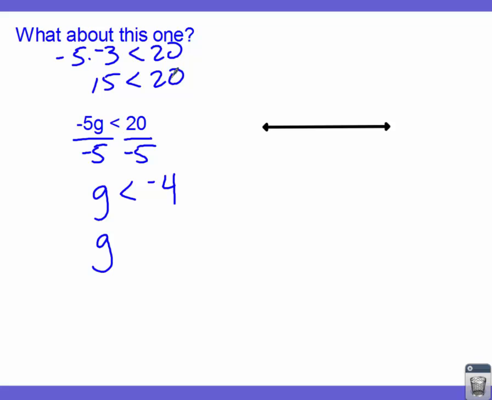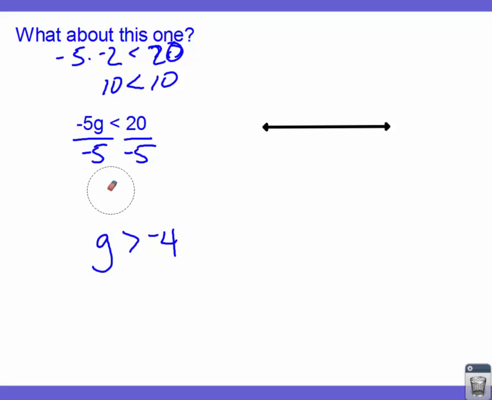What if I tried another one? What if I tried negative 2? Well, negative 2 gives us a 10, which is also less than 20. So values that are less than negative 4 don't work, but values that are greater than negative 4 do. Okay, so what we need to remember about integers, what we need to learn, is that in an inequality, if I multiply through or divide by a negative number, my inequality flips whenever I'm doing the answer.